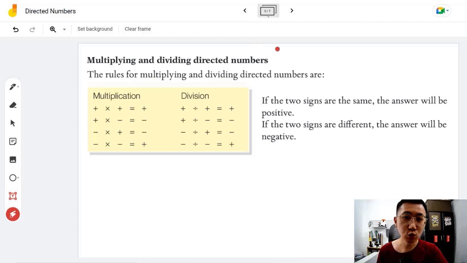So let's read the rules over here. If two signs are the same, the answer will be positive. If two signs are different, the answer will be negative. So here are already shown to you the rules. Let's do the question and practice over it.